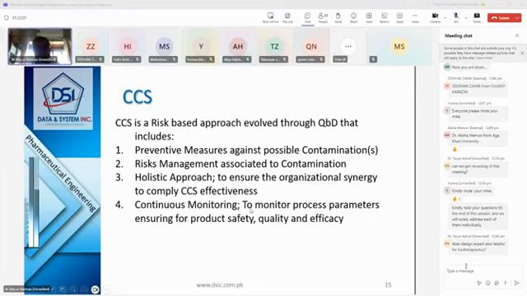Continuous monitoring. Continuous monitoring is a part of continuous manufacturing, in which instead of doing random sampling, the product or the in-process material is continuously monitored by sophisticated technology. Generally, this technology comes under PAT, process analytical technology, and this makes sure that the product safety, quality, and efficacy will be intact during every stage of the processing.